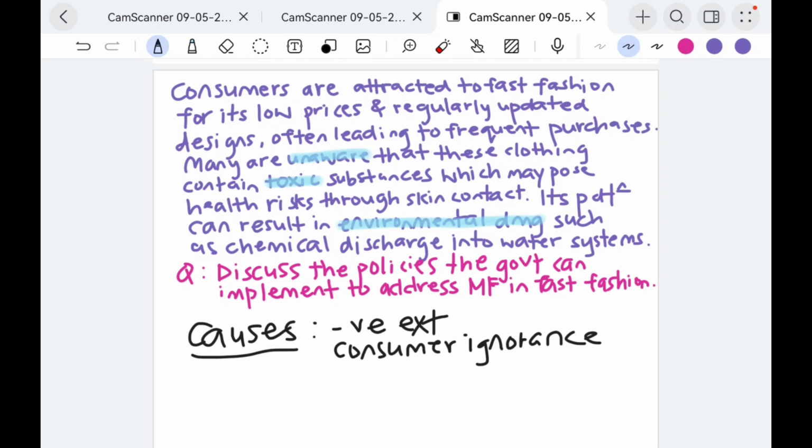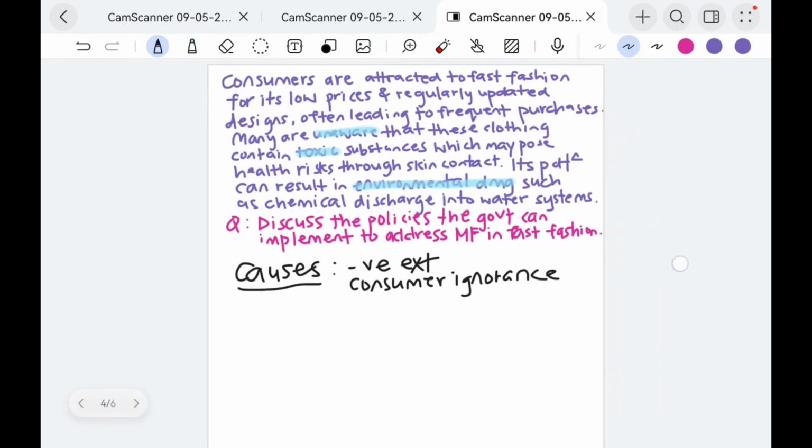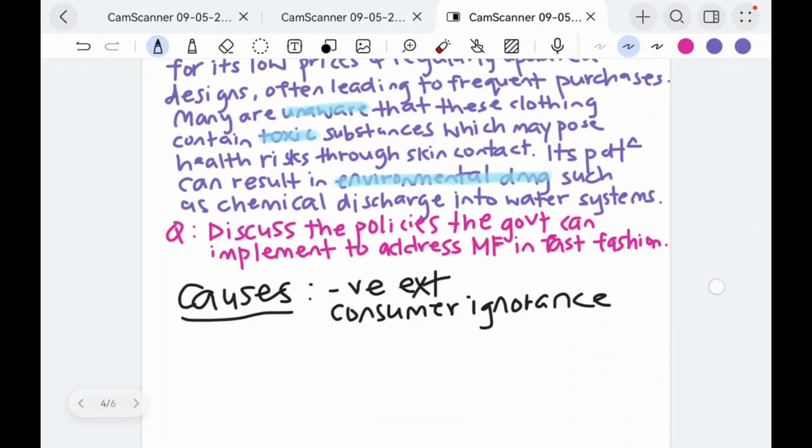Then the second one is your consumer ignorance because there is this part about being unaware of the toxic substances that wearers may be exposed to when they wear the clothes. So with these two causes, the policies are usually tagged to each one of them. So the part B, which is in pink, is asking us to discuss. So here, discuss is the action word.